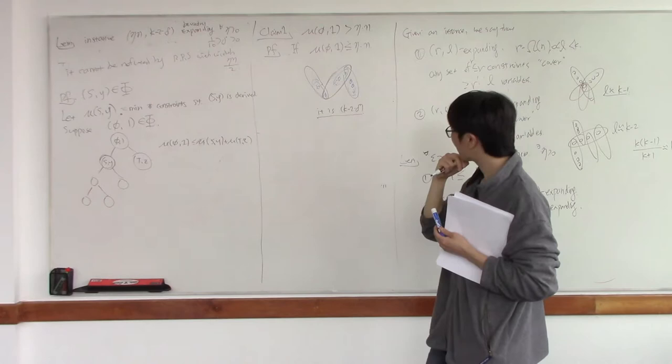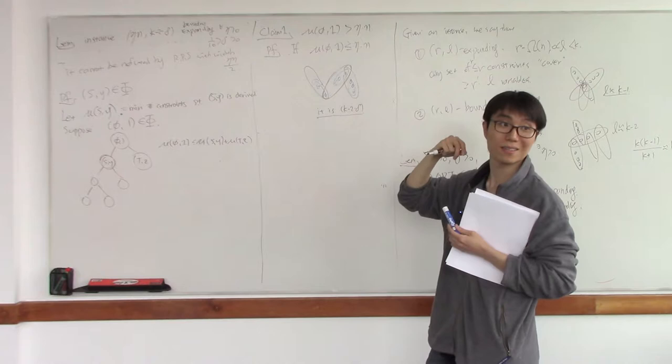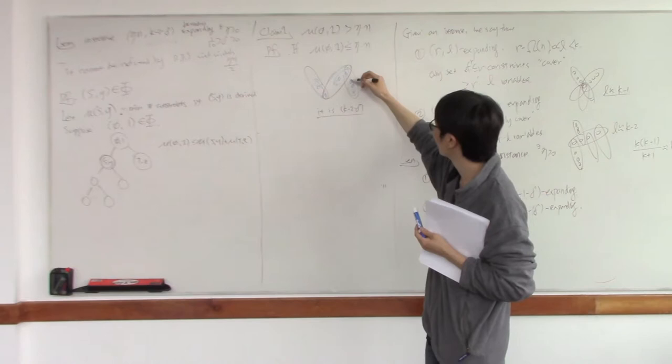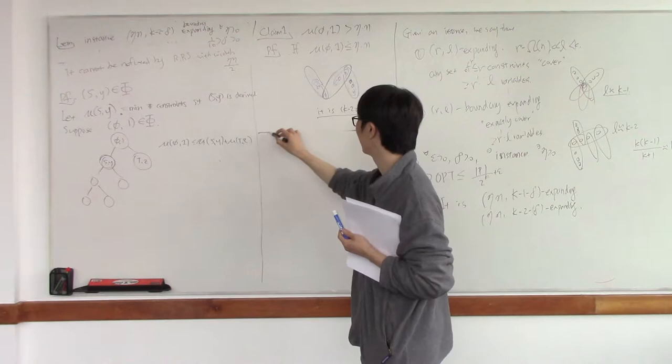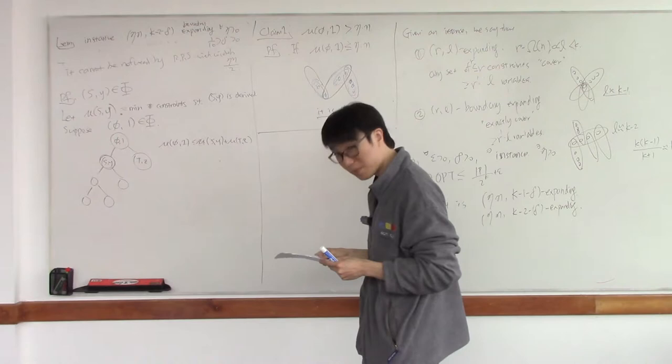So there exists a constraint. I guess you're trying to say that everything has two. Yeah. So you can always find the blue thing which is covered exactly once, and then this variable will never be canceled out. So this is the picture proof.